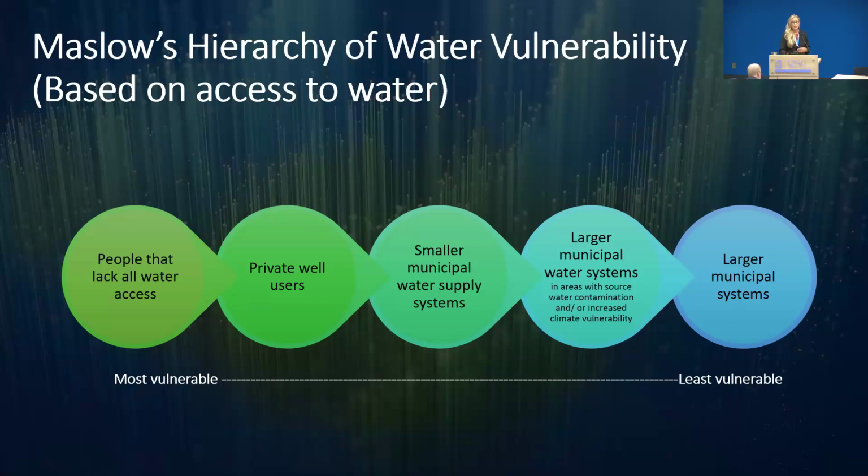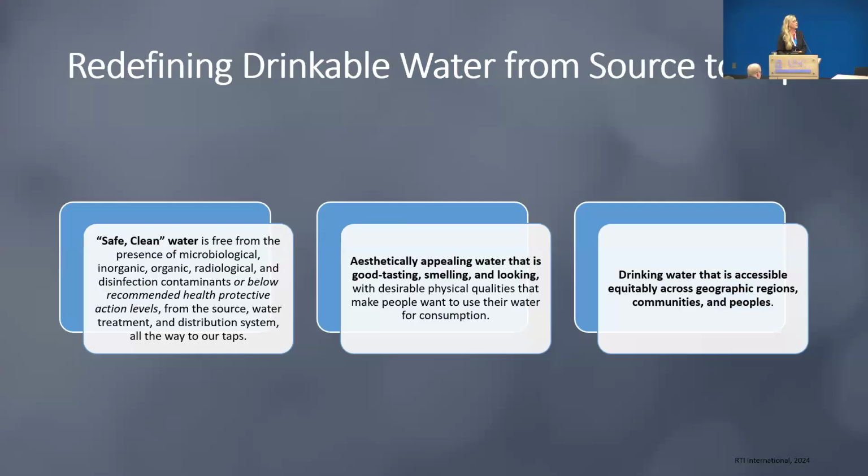And then largely, even larger municipal systems are grappling with what to do with emerging contaminants. So what we'd like to do today is help to identify and redefine what really drinkable water means from source to tap: safe, clean water that is free, ideally, of the presence of all of these contaminants, or at least below regulatory standards, from the source to treatment through the distribution system to the tap. Secondly, water that people want to drink, that they feel good about drinking. And lastly, water that is accessible to all people in underserved communities and around the world.